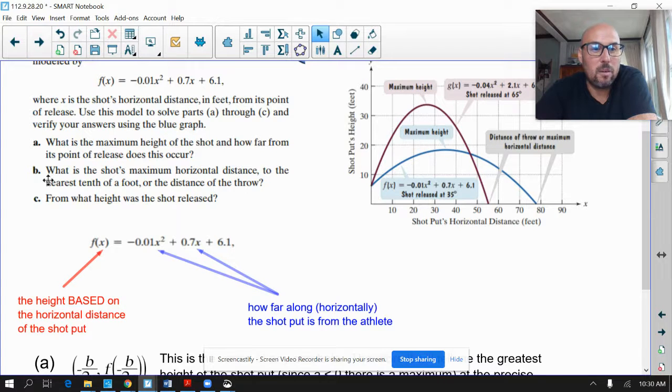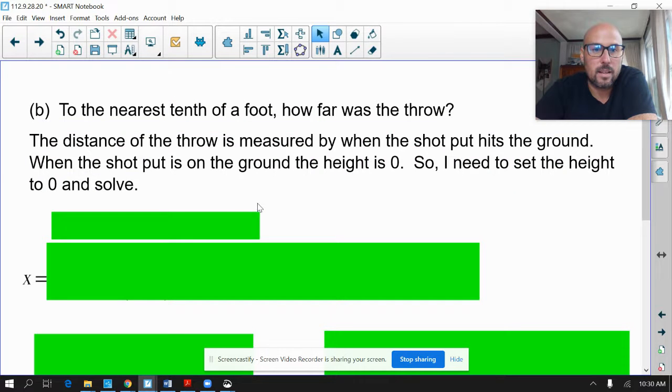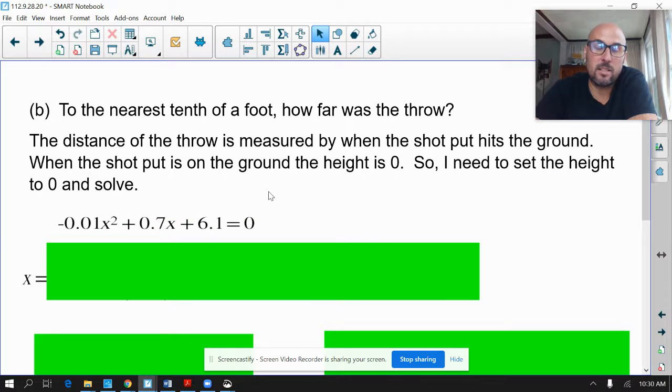Letter B is, what's the shot's maximum horizontal distance? In other words, how far did she throw this shot? Well, look at the graph, it's somewhere in the upper 70s. But realize it is the zero of this parabola. So I'm going to set this parabola equal to 0 and solve. Hopefully you have a tendency to factor, since factoring is so fast, but this one is not factorable, and even to try to factor it would not be fun. So we have a couple things we can rely on. Completing the square. I don't want to do that either.